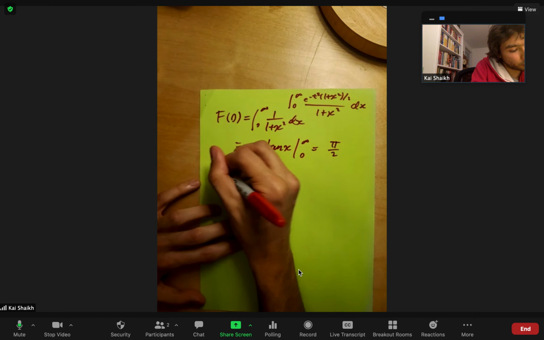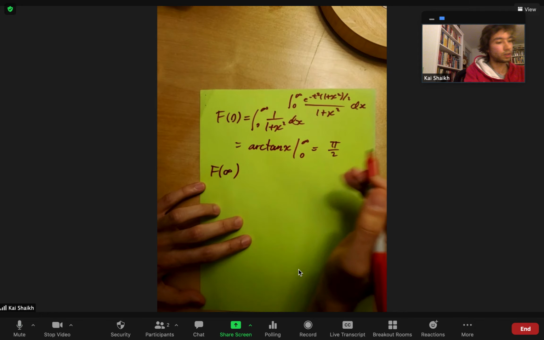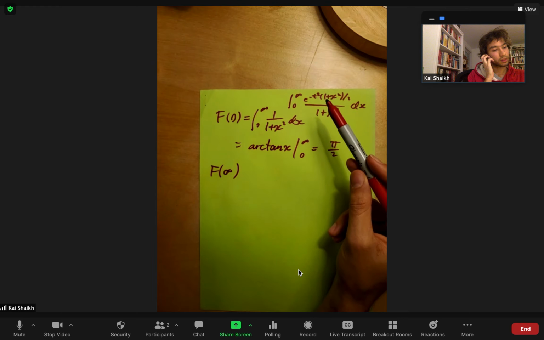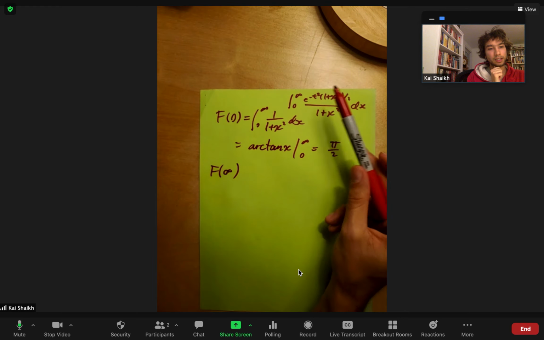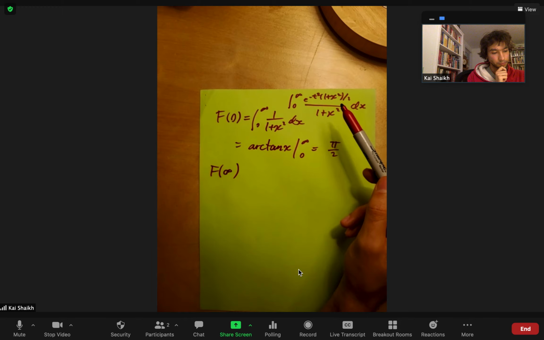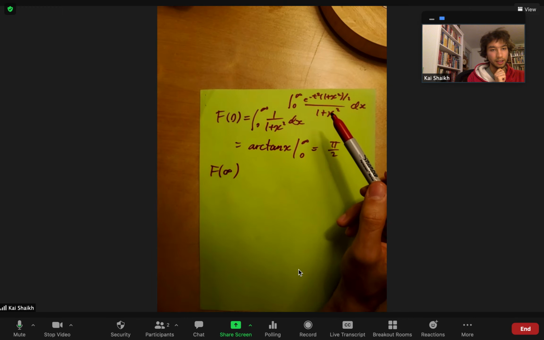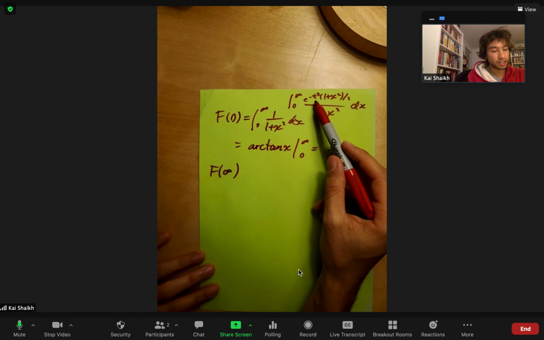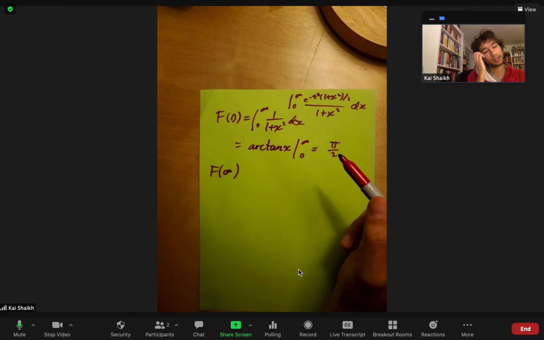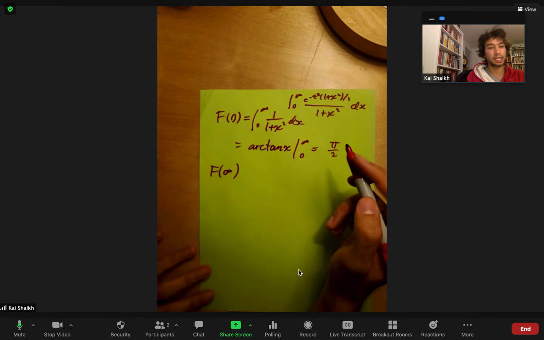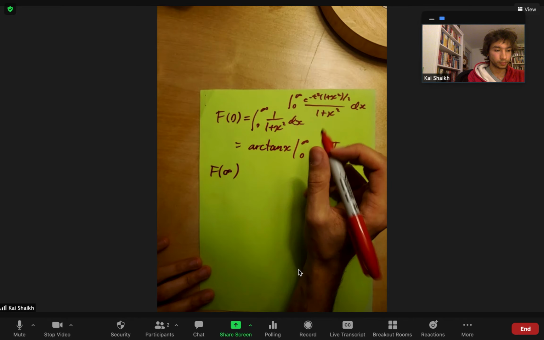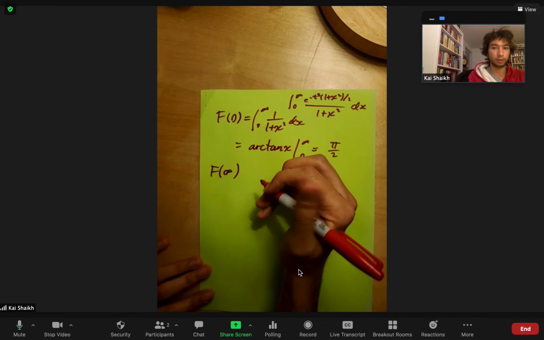On the other hand, what's f of infinity going to be? When we send t to infinity, we'll notice that 1 plus x squared is a positive quantity. And when t goes to positive or negative infinity, the t squared term is going to blow up. So the exponent becomes infinitely negative, the e term goes to 0, and thus the whole integral goes to 0.